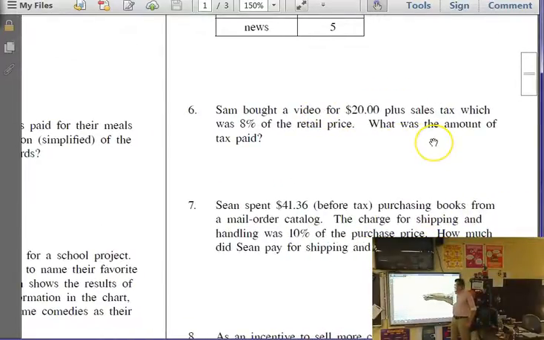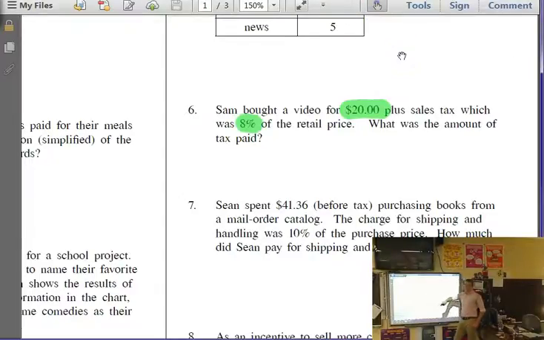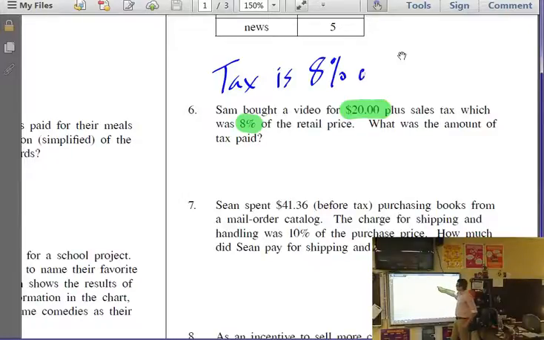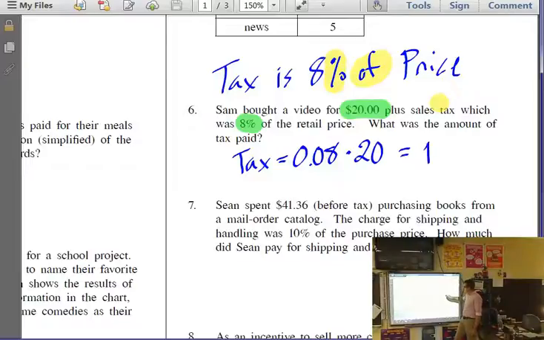Here, it tells us that Sam bought a video, and the video was $20, and the tax on it was 8%. So the statement tells me tax is 8% of the price. So if we want to calculate 8% of the price, of tells me to multiply. 8% tells me divide by 100. So to find the tax, we do 8 divided by 100, gives me 8/100ths times the purchase price, which was 20, and we get 1.6.